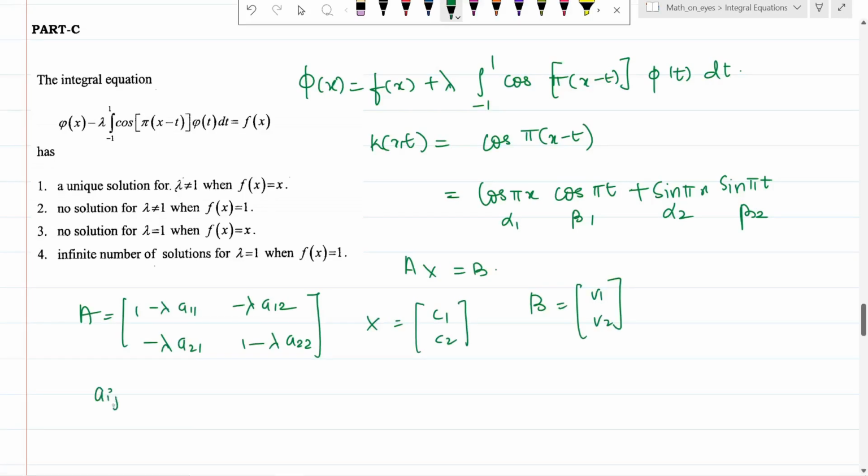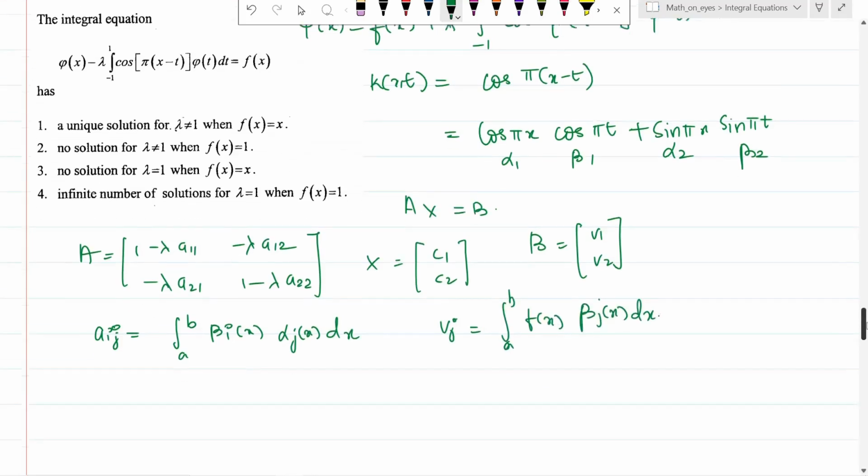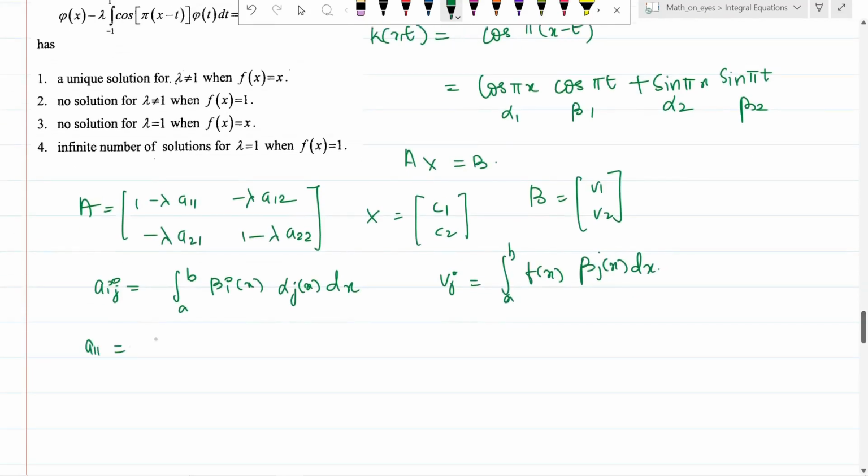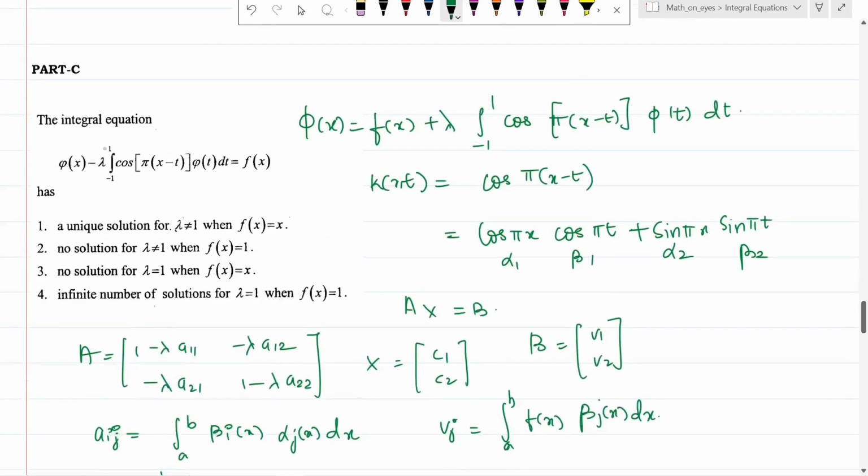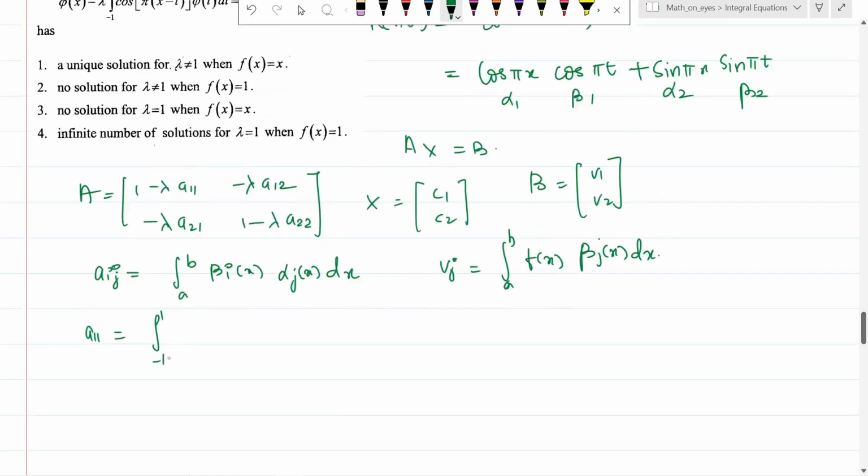where Aij is equal to integral A to B beta i of x into alpha j of x into dx, and Vj is equal to integral A to B f of x into beta j of x into dx. Now we will find one by one. A11, which is equal to integral minus 1 to 1. This limit is from the question, so we use the same limit, minus 1 to 1. Here beta 1 is cos pi x and alpha 1 is cos pi x, and we get cos squared pi x into dx.